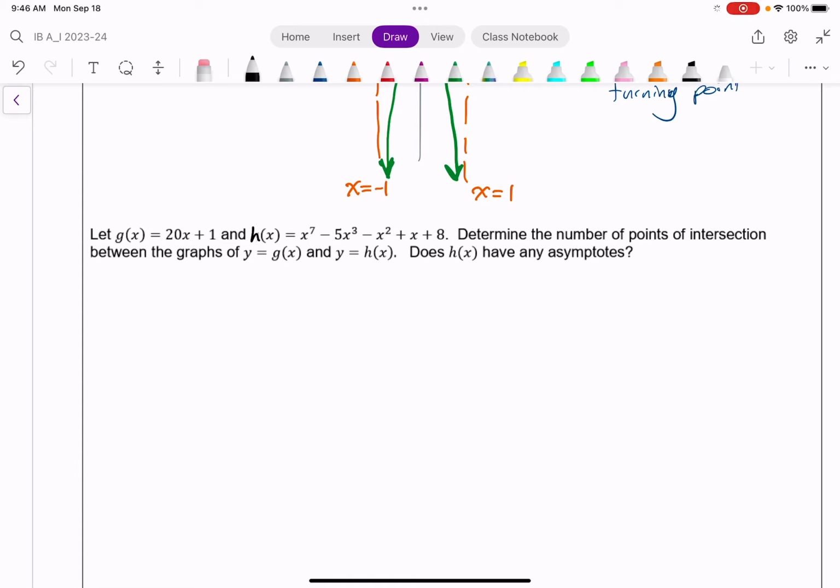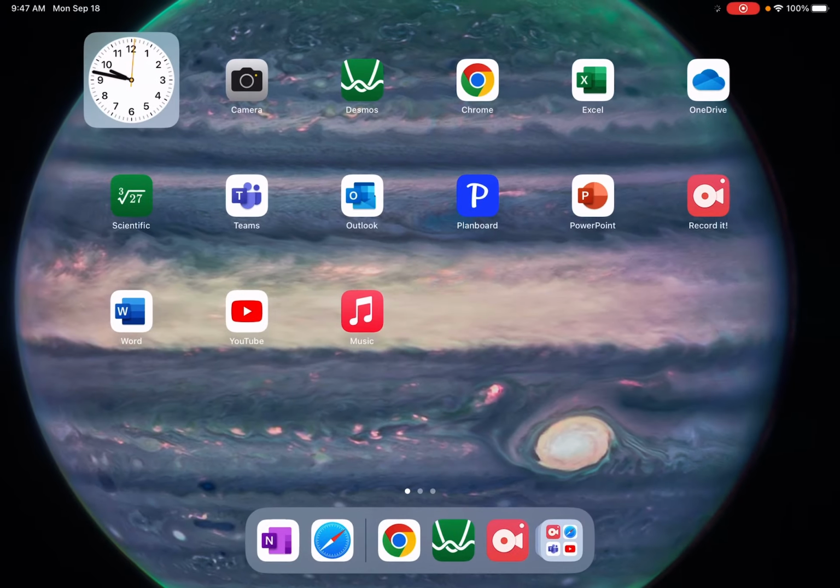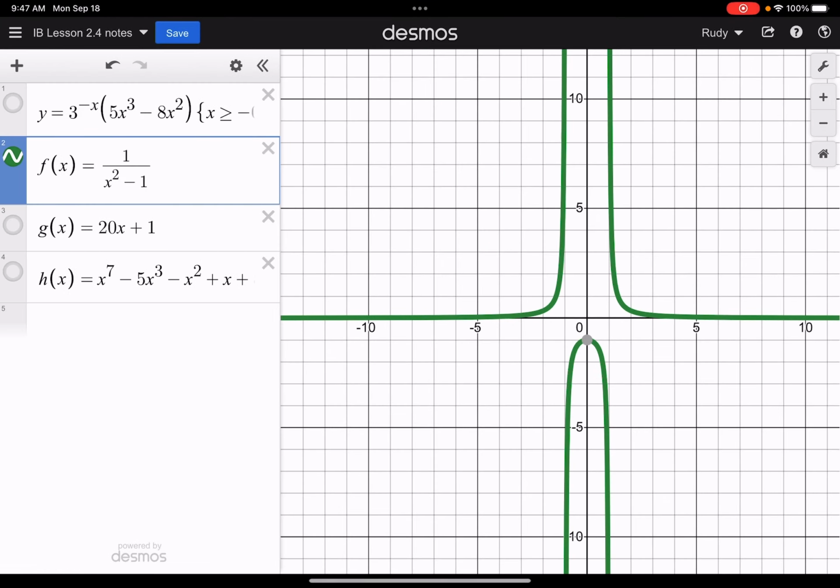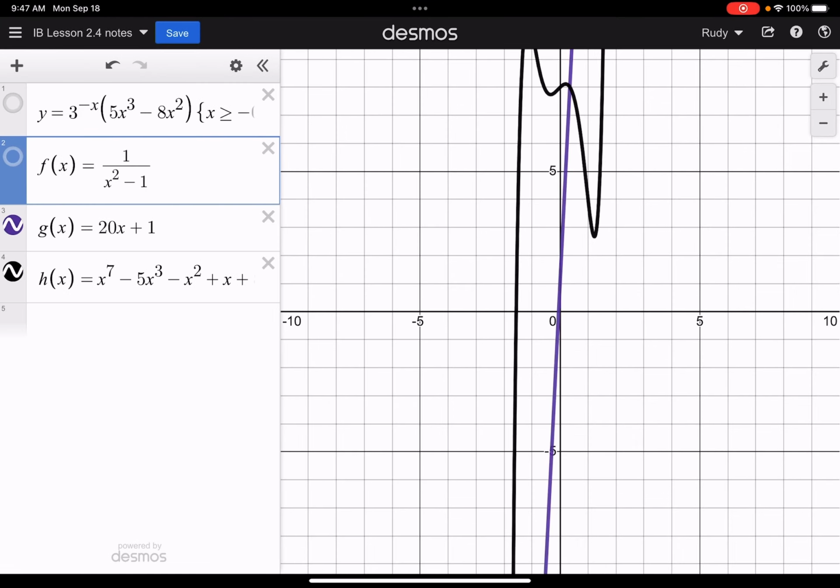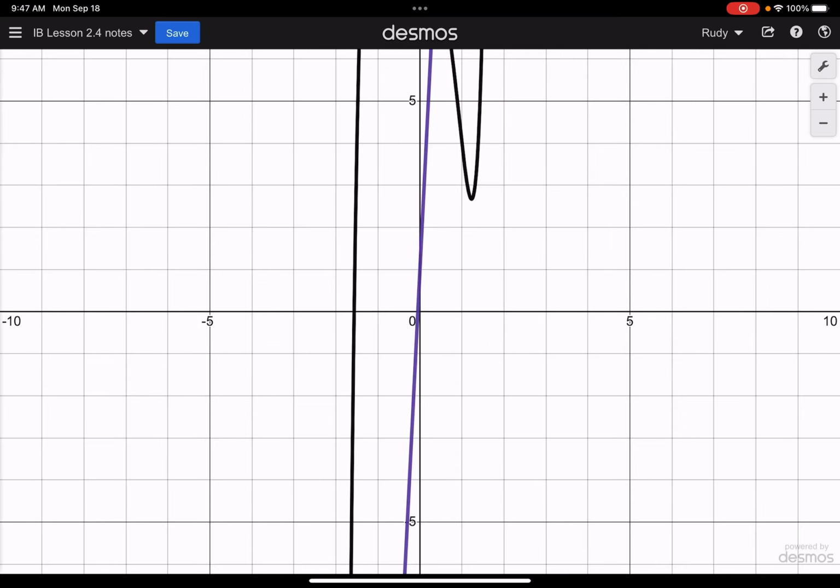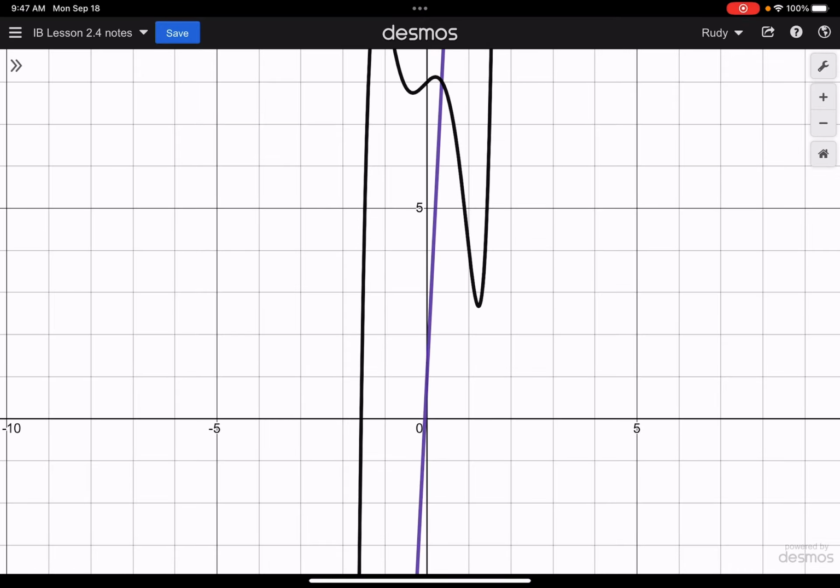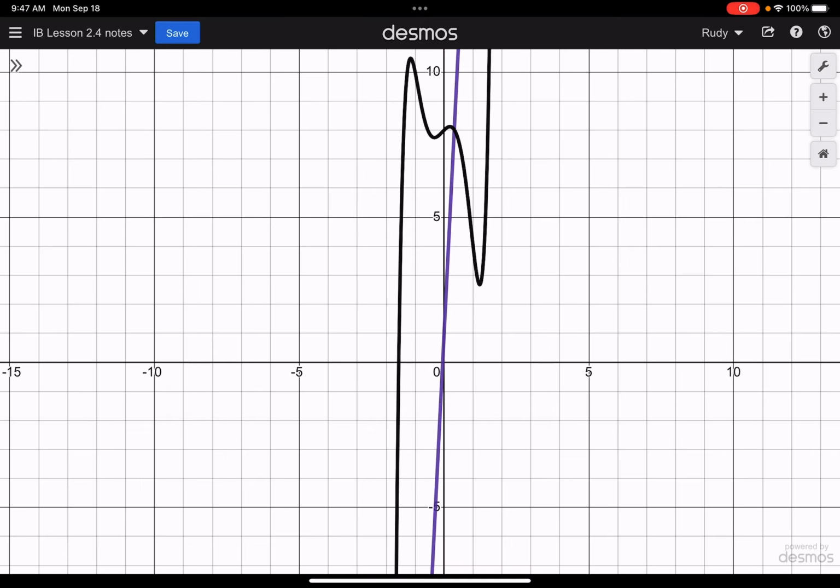Now 20x plus 1, function g, very simple linear function. Function h, not as simple, but fairly quick to type in. And when you graph this, you should see something like this. I'll go back to my basic zoom settings. Here we go. Now, the function in black is h, the polynomial of 7th degree. The function in purple is the line. Upon first glance, if I zoom out a bit, it looks like there's one intersection. There's definitely one intersection point right there.